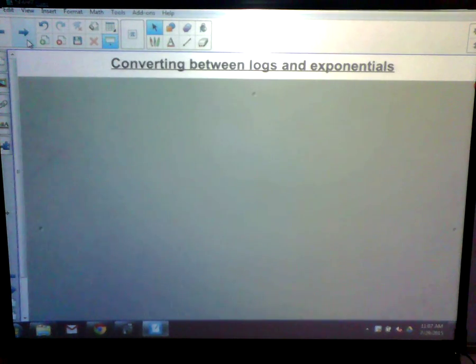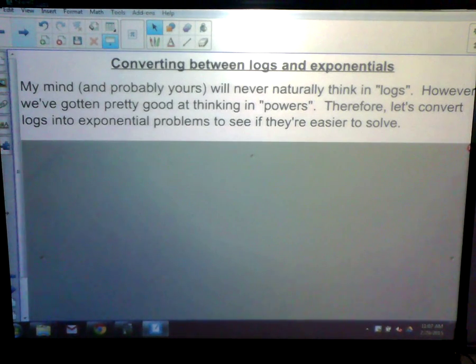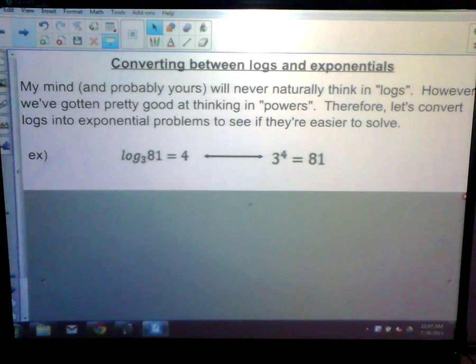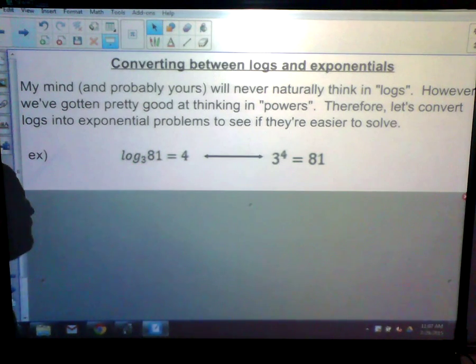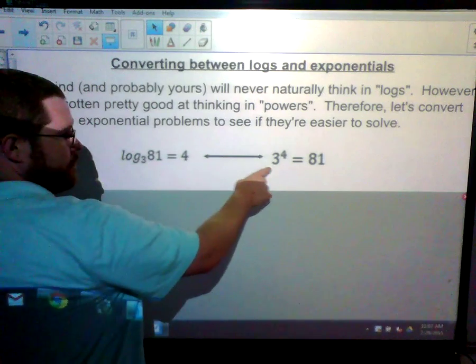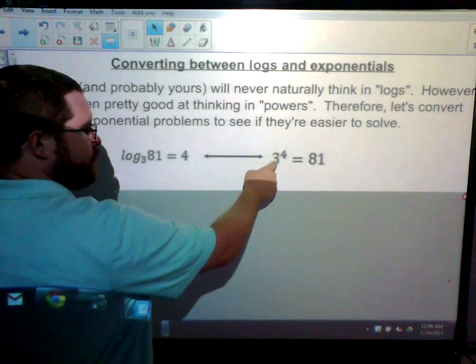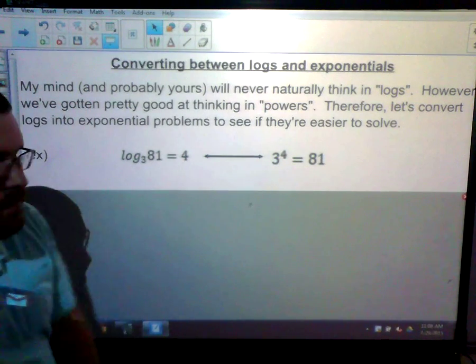How do we convert between logs and exponentials? My mind, and yours probably too, will never naturally think in logs. However, you're pretty good at thinking in powers. So let's convert logs into exponential problems and see if they're any easier to solve. So, how do I convert log of 81 base 3 equals 4 into an exponential problem? Well, the base is 3, the answer is now the exponent, and the log is now your answer. 3 to the 4th is 81. And yeah, that's easy to see. 3 to the 4th is 81.